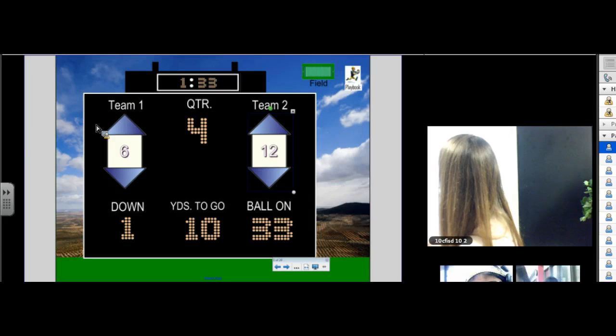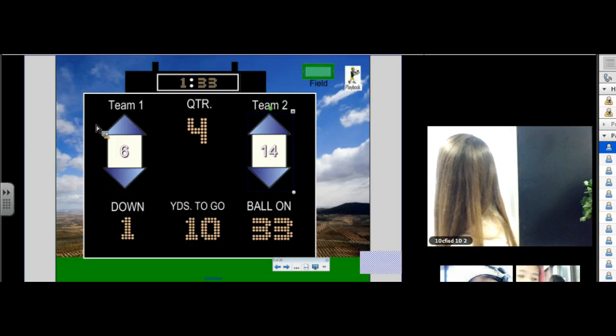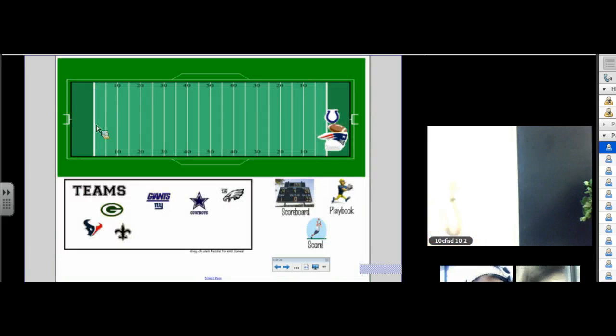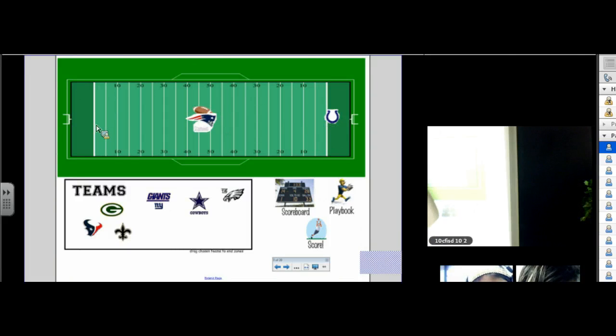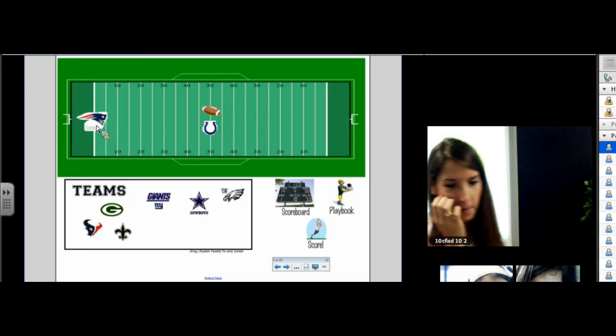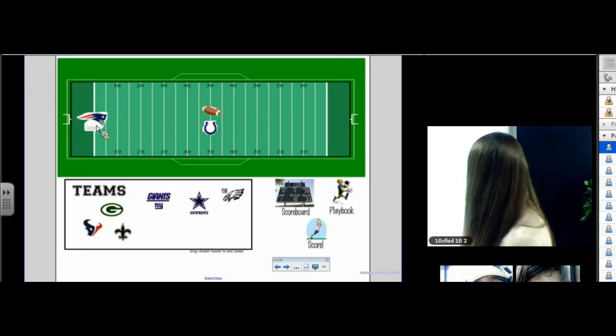And if you guys have to go, you're welcome to go. We do have a test tomorrow. If you're still here, you can keep playing. Oh, wait. The Colts have the ball, right? Okay, what play do you want to run?